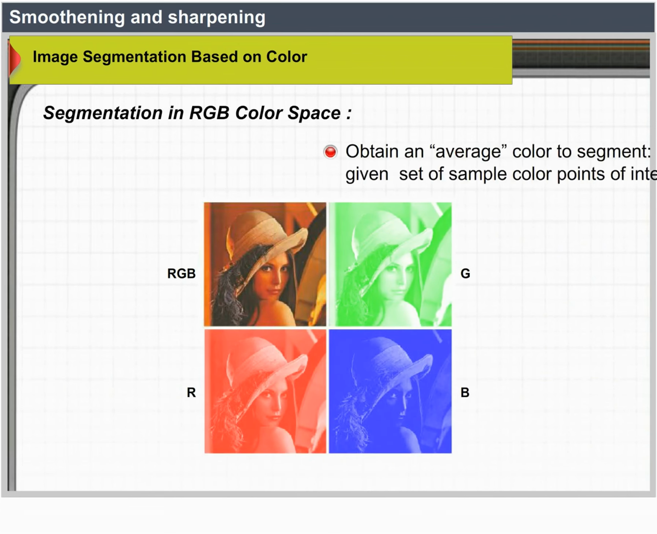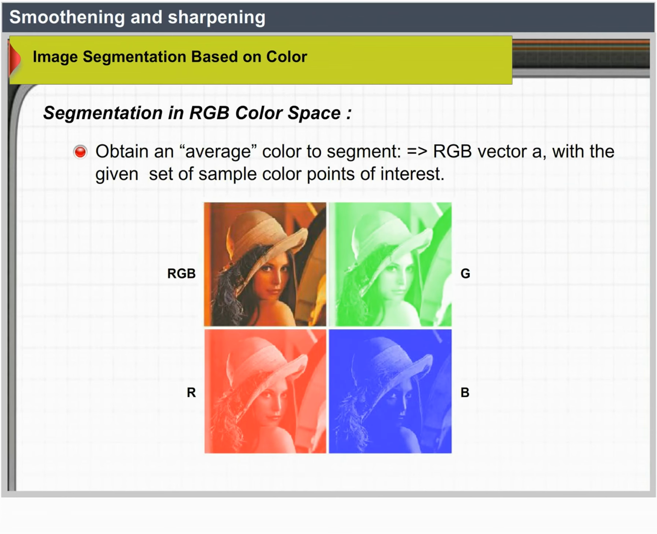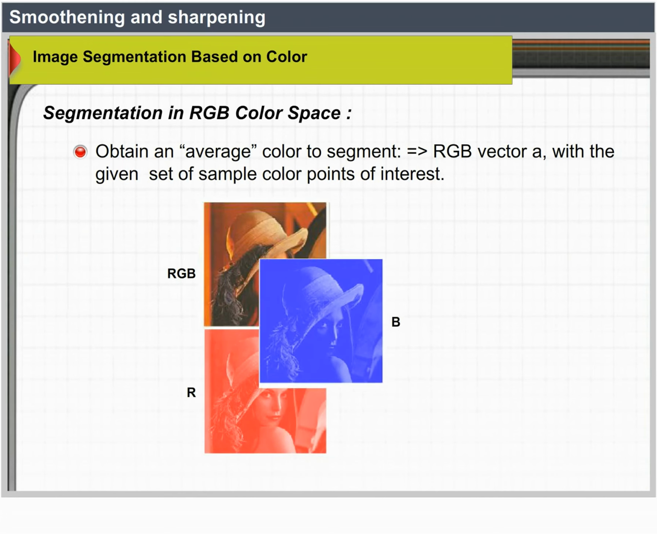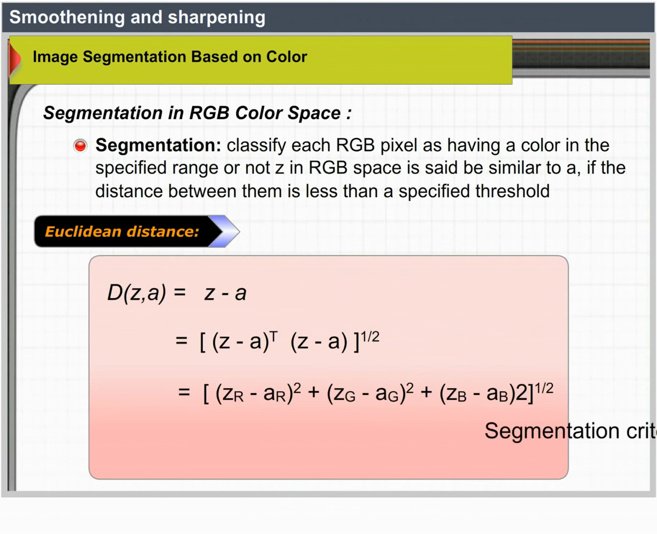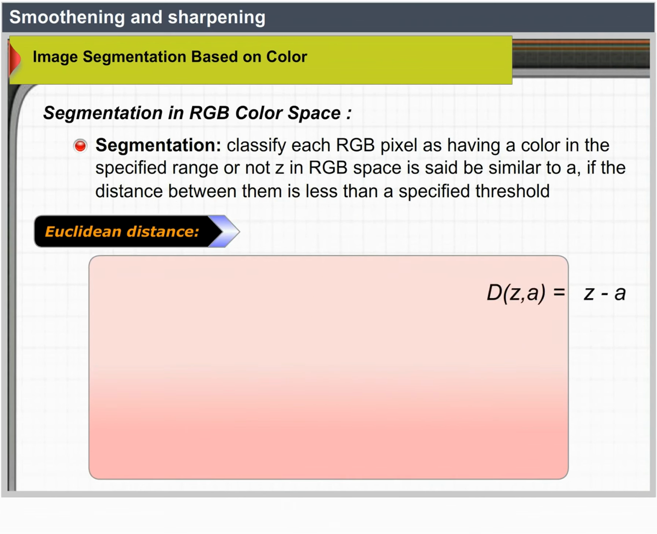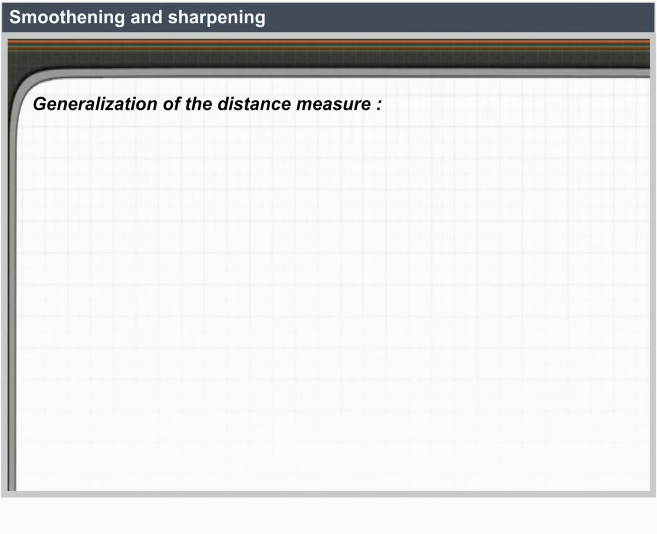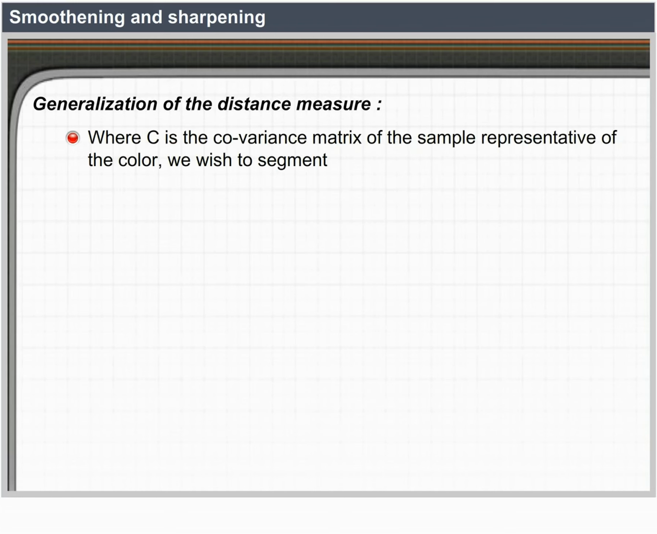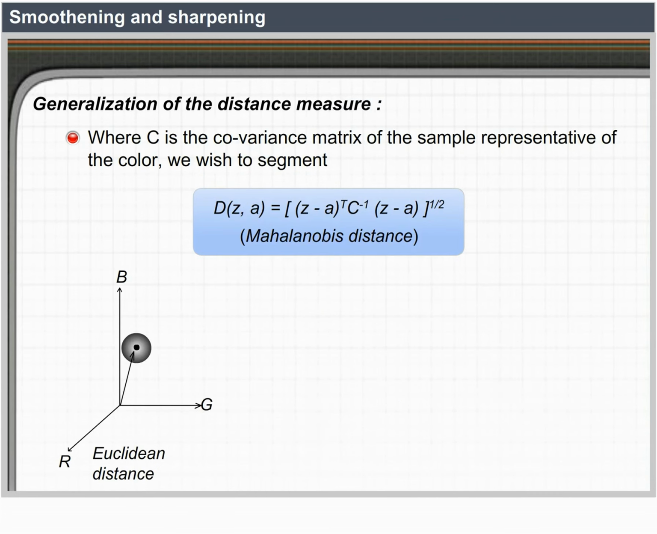Given a set of sample color points of interest, obtain an average color to segment the RGB vector. Segmentation: classify each RGB pixel as having a color in the specified range. This is a generalization of the distance measures, where C is the covariance matrix of the samples representative of the color we wish to segment. The three approaches for enclosing data regions for RGB vector segmentation are as shown on the screen.